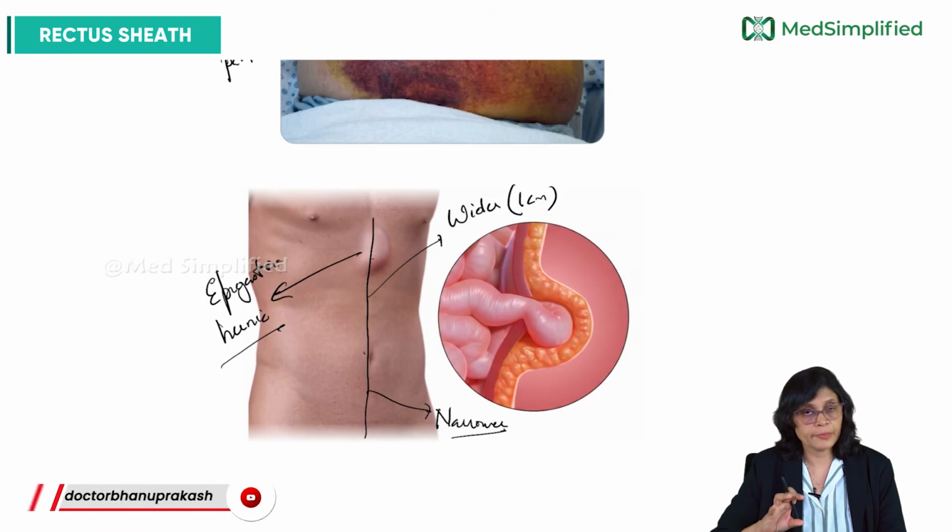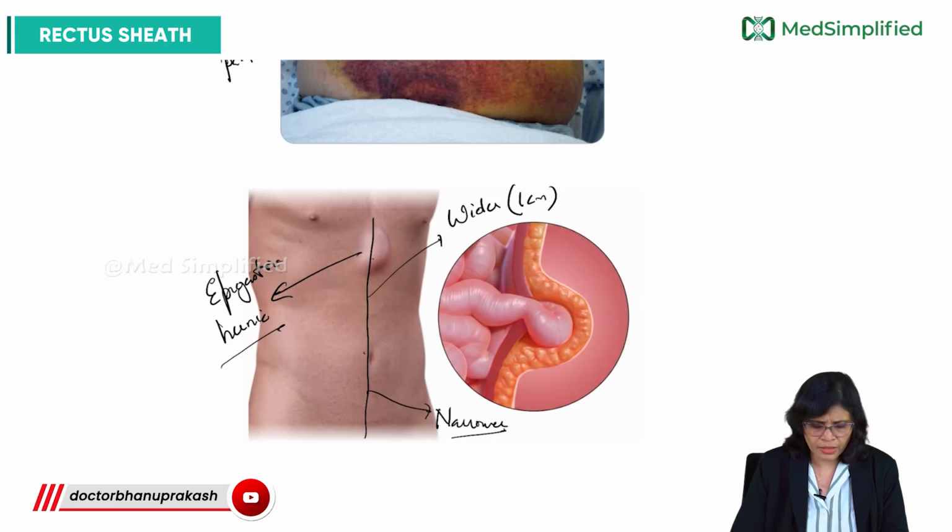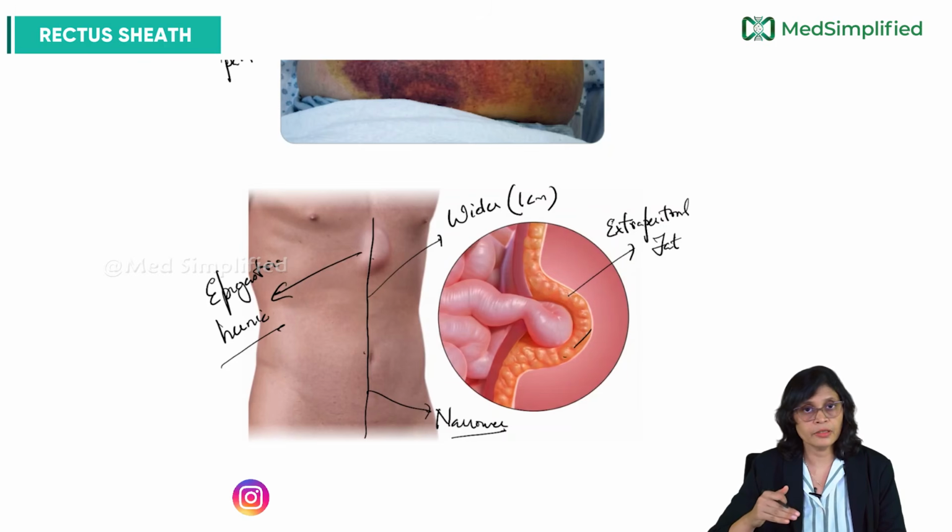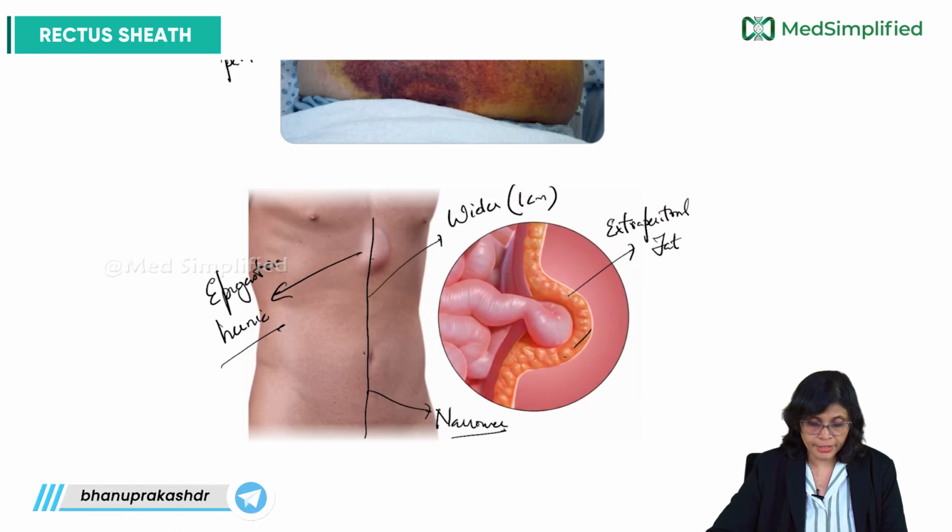Here the extraperitoneal fat can protrude, and sometimes along with that it can drag part of the peritoneum also, which may contain a portion of the greater omentum. So first the extraperitoneal fat will protrude, and later on maybe a part of the peritoneum along with the greater omentum can also protrude, and that we call the epigastric hernia.